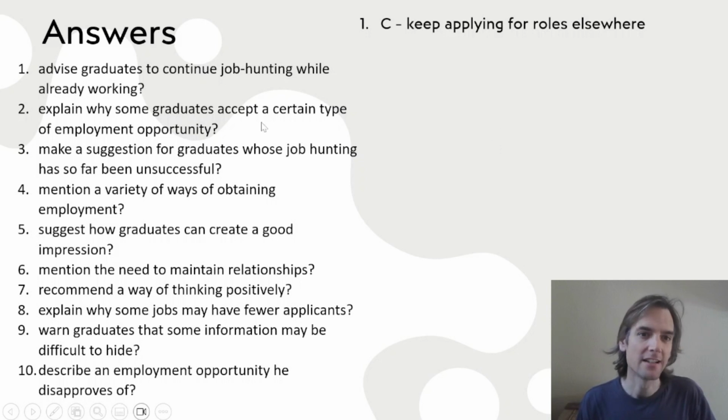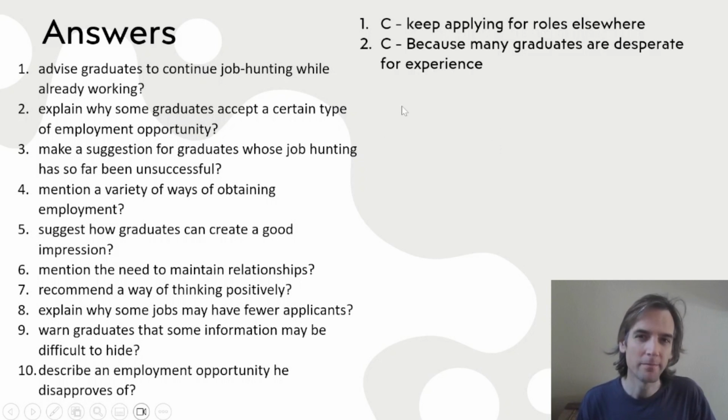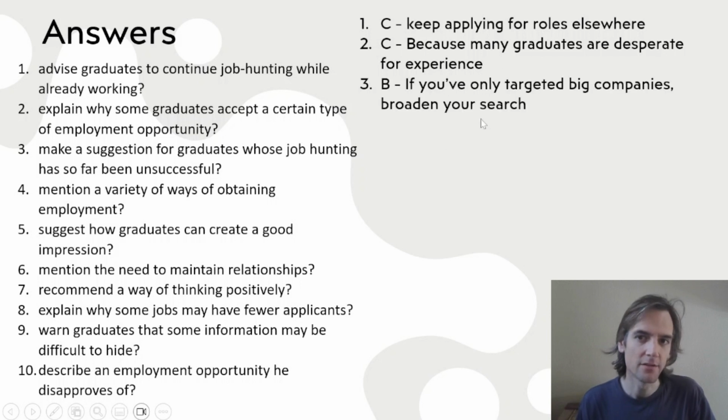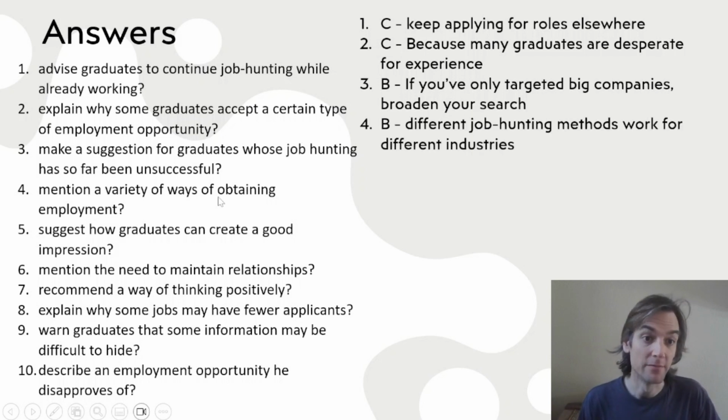Explain why they accept a certain type. This was a little more difficult, but because many graduates are desperate for experience, they accept an internship. So this is why they would accept an internship, which is a type of employment, because they're desperate for experience. A suggestion, if you've been unsuccessful, was broaden your search if you've only targeted big companies. A variety of ways of obtaining employment was B, which mentioned different job hunting methods for public, private jobs and so on.